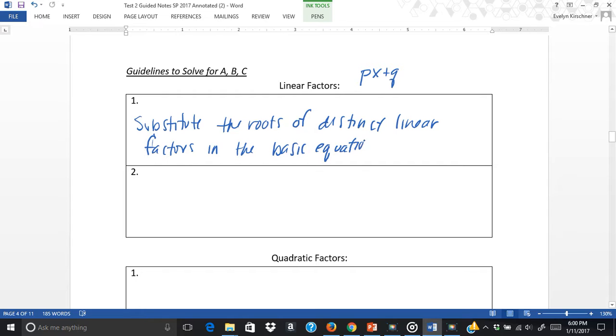So that might be like, if remember we had something like x minus 1, then if we set x equals 1, we know that part of it would go away. It would be 0.